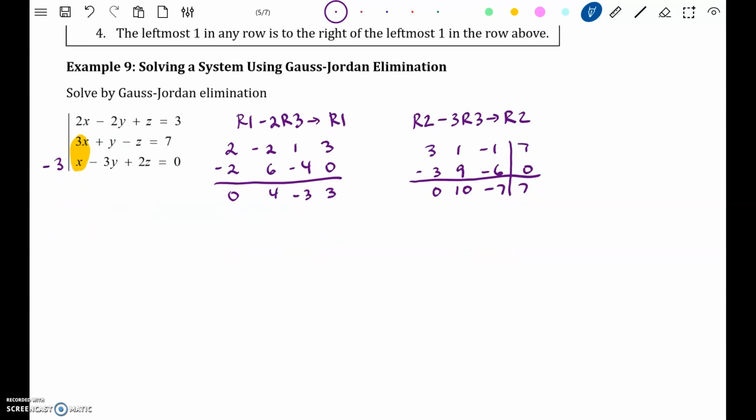So pretty much what we have so far is row 1 is 0, 4, negative 3, positive 3. And then for row 2 we have 0, 10, minus 7 and 7. And row 3 keeps being the same.